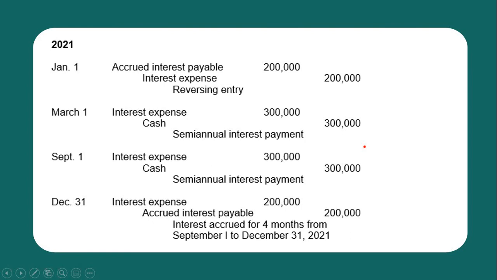On September 1, that will be the next interest payment. The entry is debit interest expense and credit cash for 300,000. The same thing will happen on December 31: we will accrue interest again.